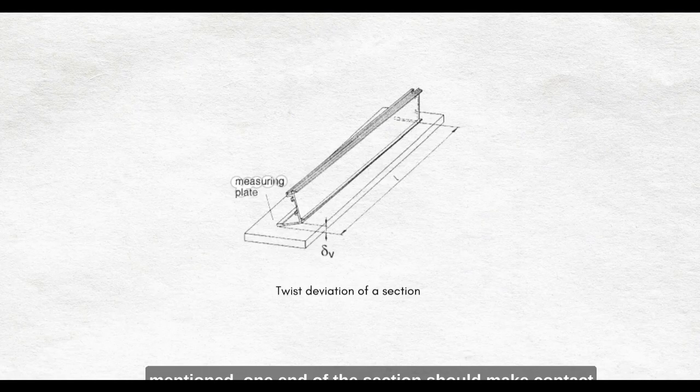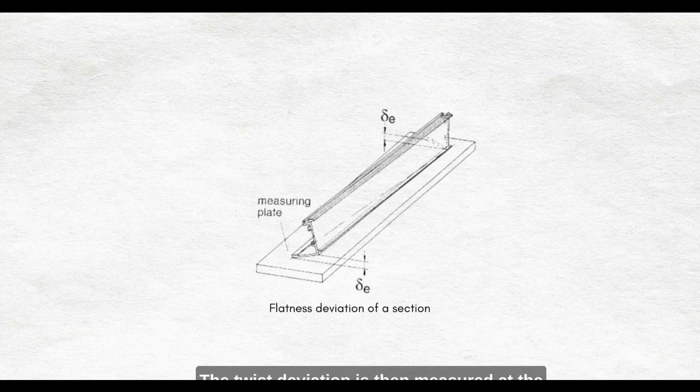One end of the section should make contact with the ground as perfectly as possible, with the minimum requirement for any rocking motion. The twist deviation is then measured at the other end of the section as the maximum distance between that end and the ground. The twist tolerance specified in the standards represents the maximum permissible value for the twist deviation. In other words, the twist of the section should not exceed this specified tolerance value.